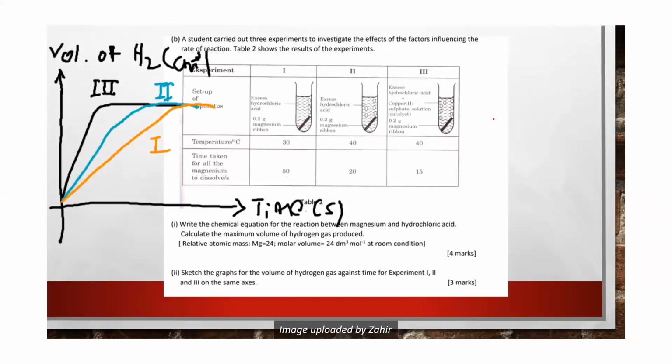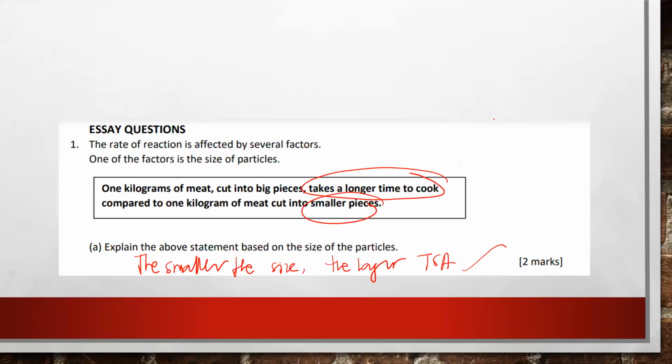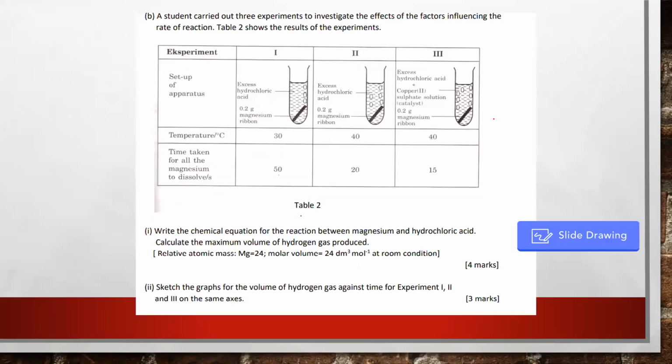Now, I want you to look at my 2nd question here. Now, don't faint when you see this kind of questions, especially the 2nd part. Question number 1. Write the chemical equation between magnesium and hydrochloric acid. It's not Karthik. He did for me zinc and hydrochloric acid. Now, I want you to do for me magnesium and hydrochloric acid.